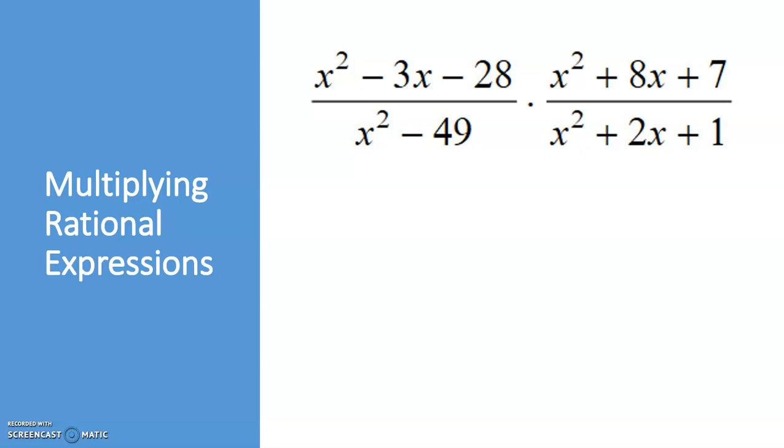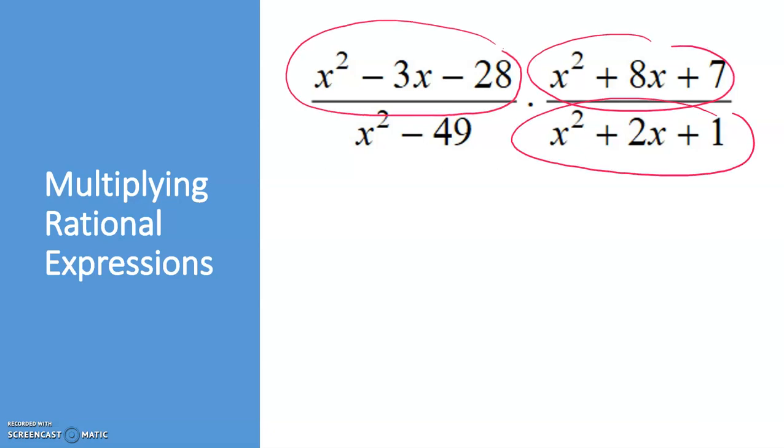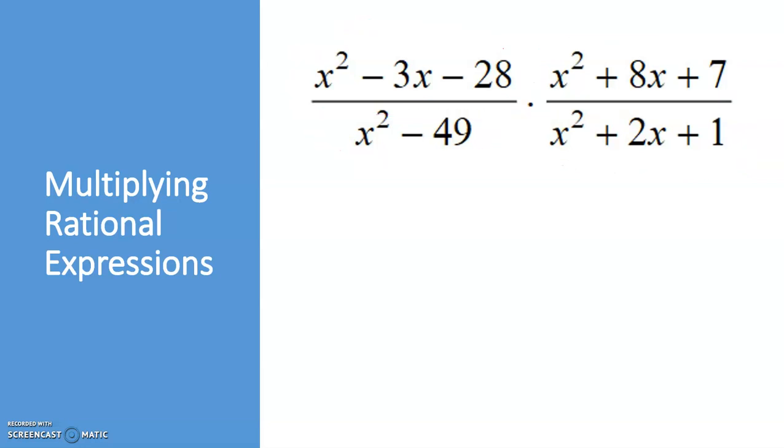Here we have two rational expressions that we're going to multiply. Now when we multiply, it's easiest if we factor as far as we can each individual polynomial first. So let's look at the top one, x squared minus 3x minus 28, and let's use the product sum method.